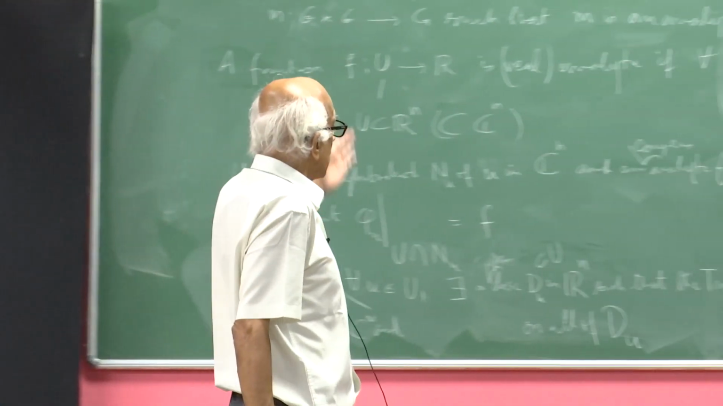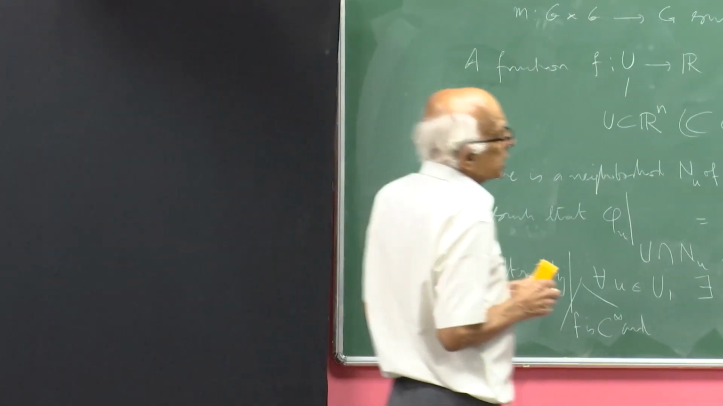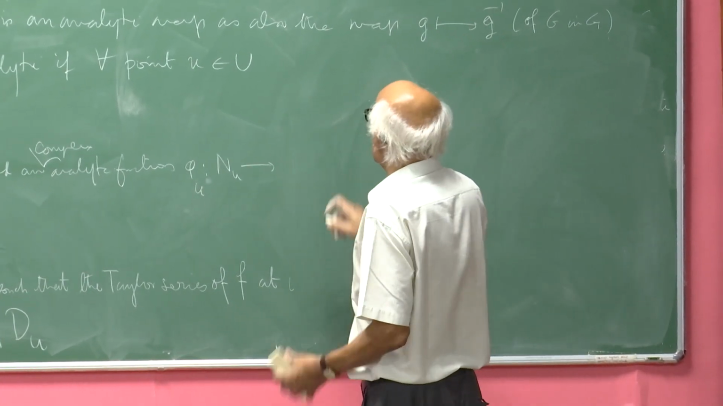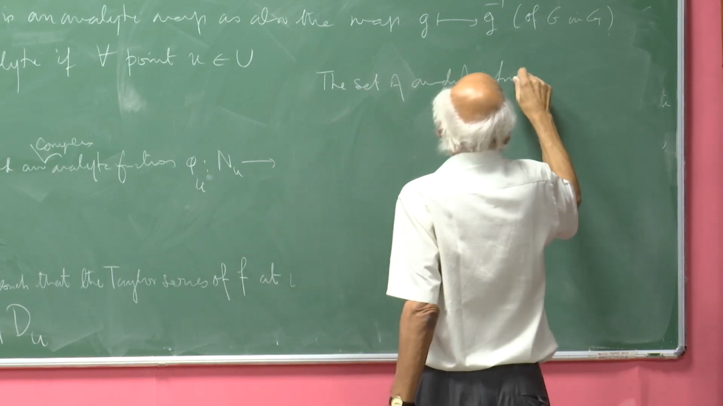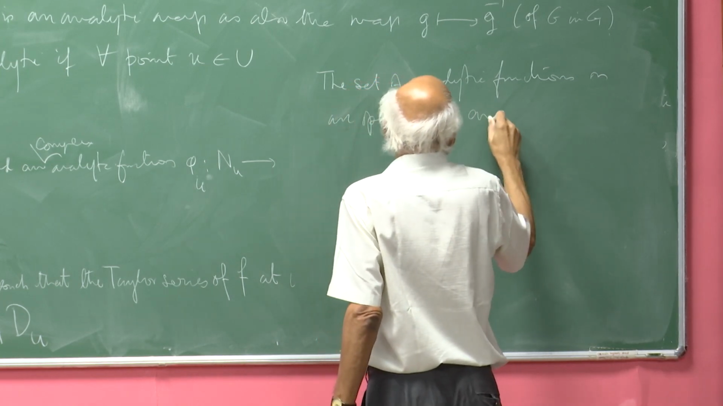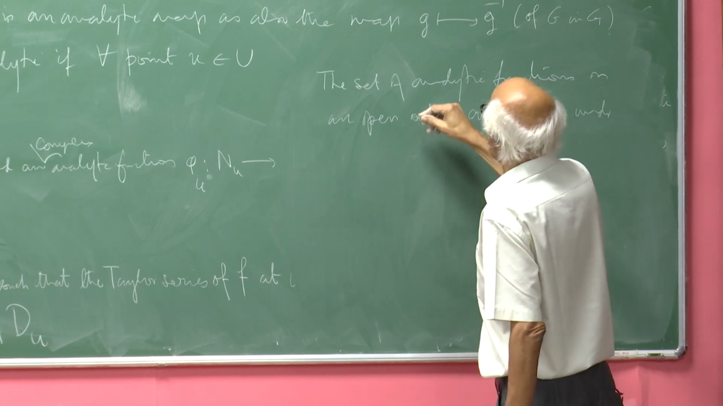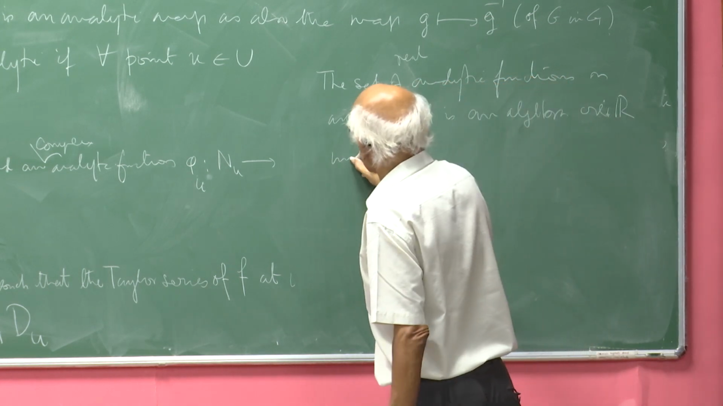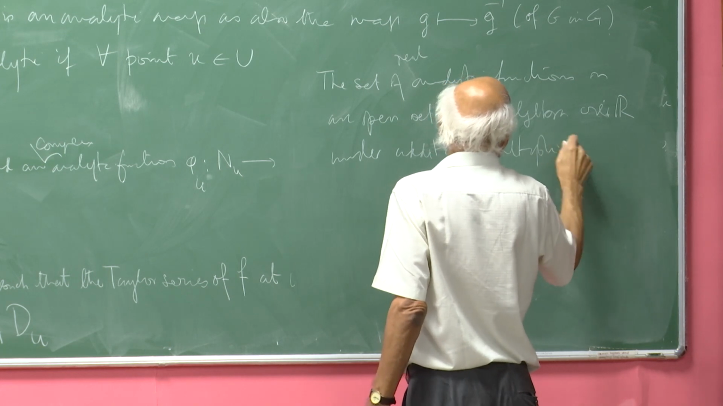Okay, so that is what an analytic function on an open set in Euclidean space is. Now we have standard results of the following kind. The set of analytic functions on an open set is an algebra over R under addition and multiplication of functions.